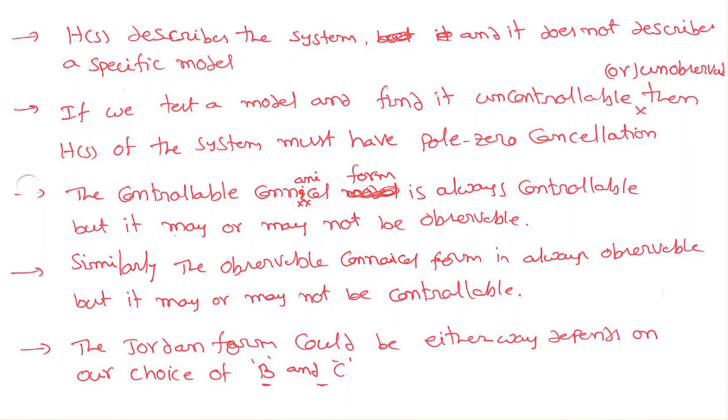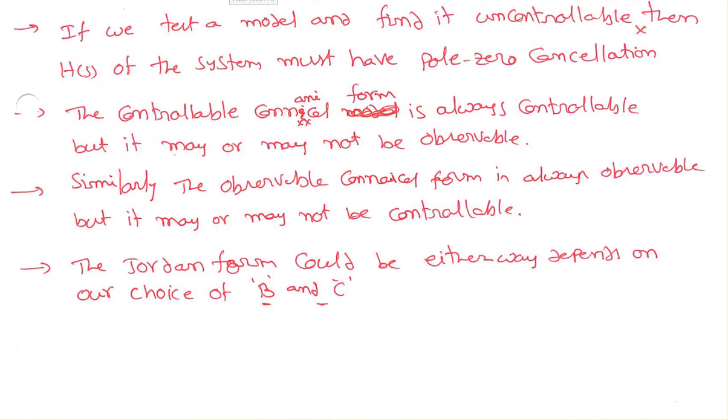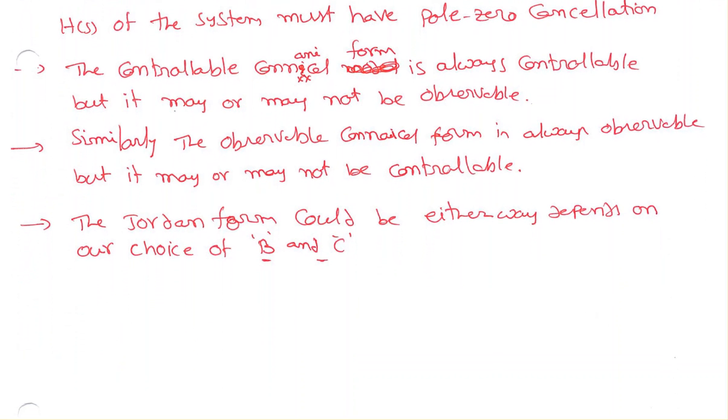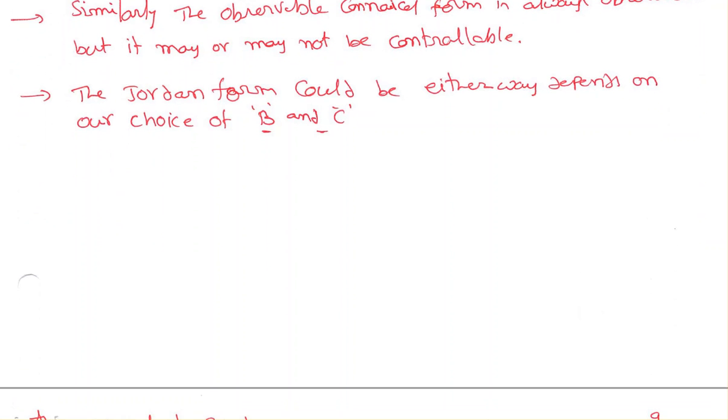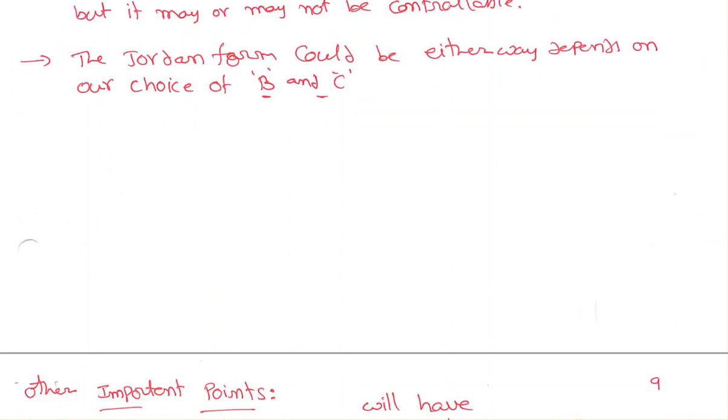Similarly, observable canonical form is always observable, but it may or may not be controllable. The Jordan form could be either way depending upon our choice of B and C. As I mentioned, where do you keep those elements, either starting of the simulation diagram or end of the simulation diagram.